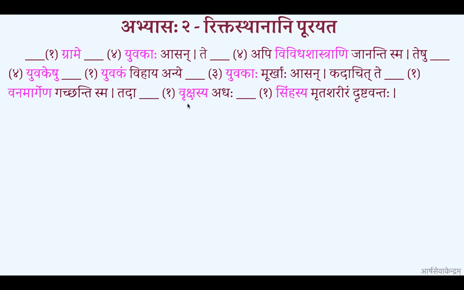Vrikshasya ityukte kim? Ka vibhakti? Of. Ekasya next vrikshasya of. That's right. Ekasya vrikshasya adhaha, adhaha is below. Okay. Below of one tree, or bottom of one tree. In the bottom of the one tree, one lion's dead body. They saw the dead body of one lion.